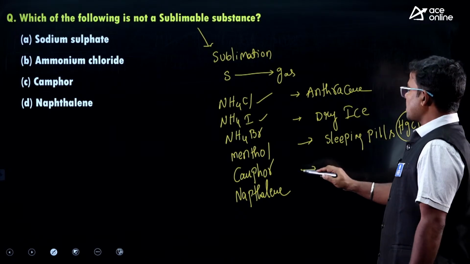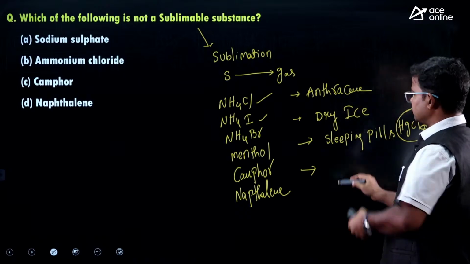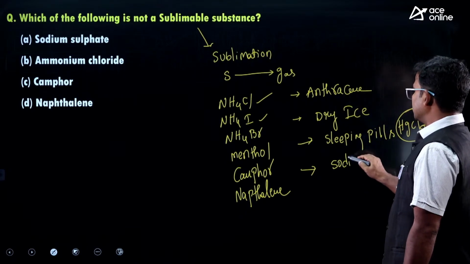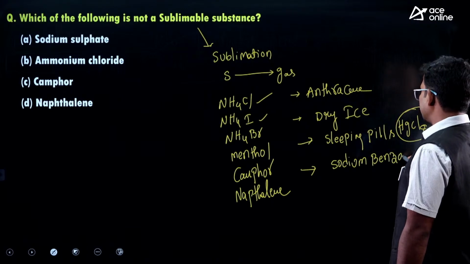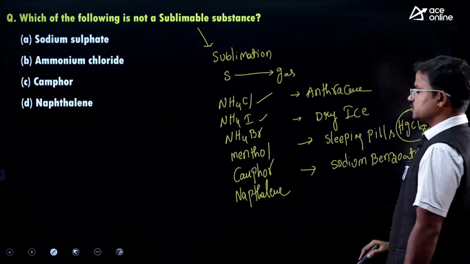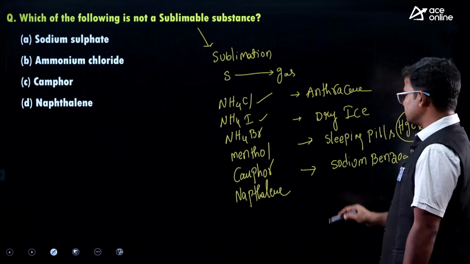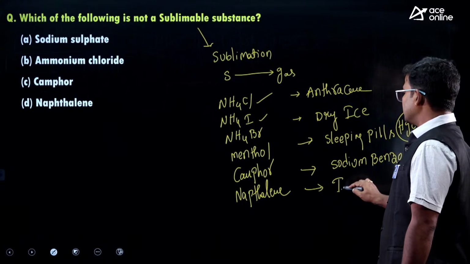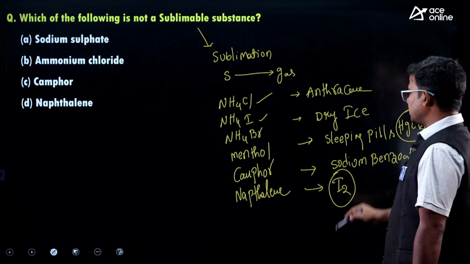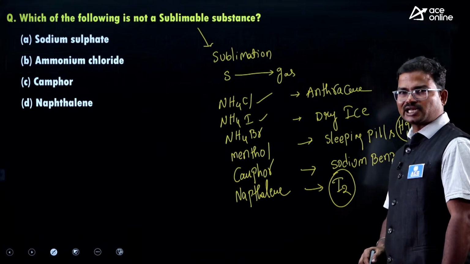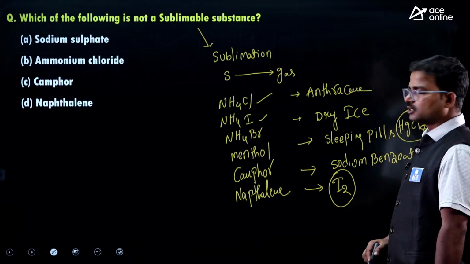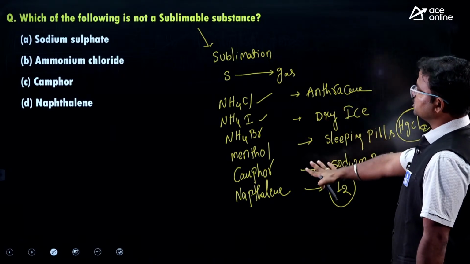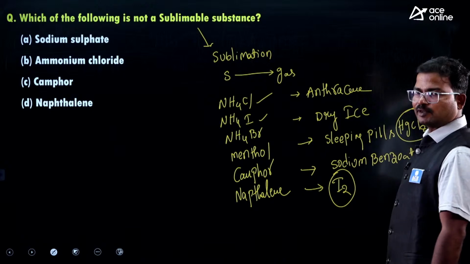Next sodium benzoate. This is the most commonly used food preservative. Next iodine. These iodine vapors are mostly used to collect fingerprints, especially by the clues team. So finally guys, these are the major chemicals which exhibit the sublimation process.